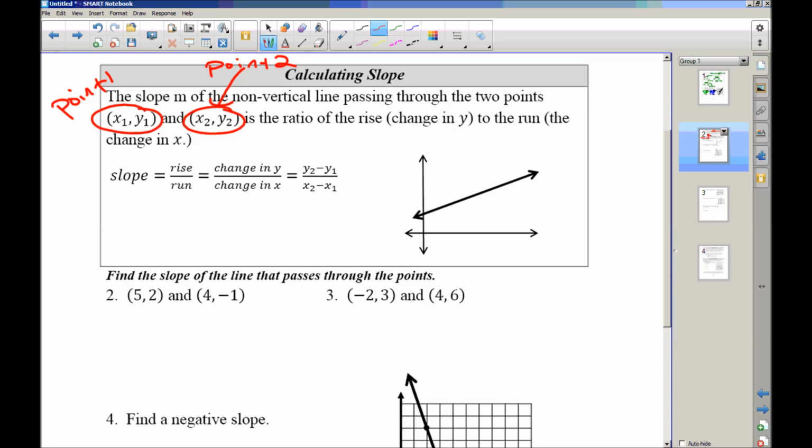Okay, that's what those little 2's under there mean. Slope is the ratio of the rise, the change in the y, to the run, the change in the x. So slope equals rise over run. The change in the y is the top, the change in the x is the bottom, and we can do it by just subtracting the two y's and subtracting the two x's and then dividing them. Now we've actually been doing this all along, and I'll show you what I mean in just a second.